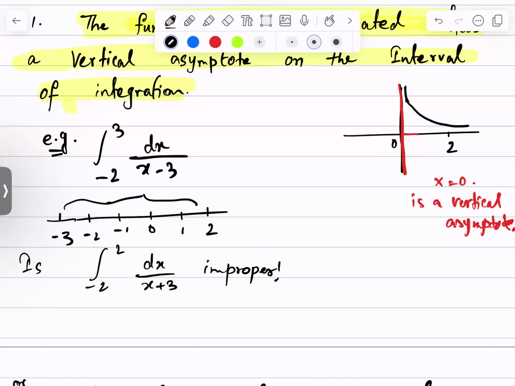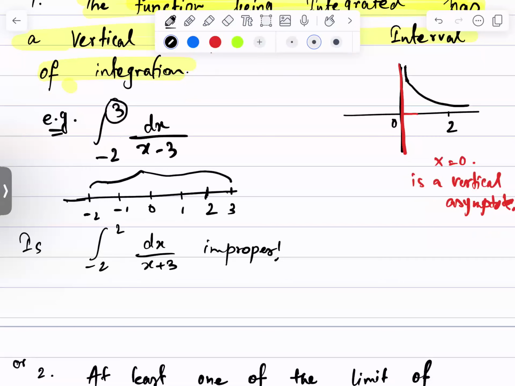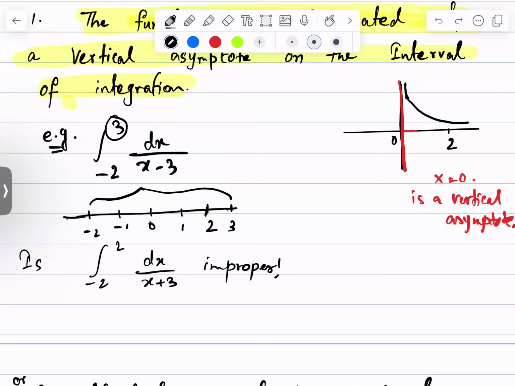So I was saying that my interval of integration is from minus 2 to 3 in this case. Then at 3, when I put 3 in this integrand, I'll get 1 over 0, right? So therefore, at 3, I have a vertical asymptote. I hope things are making sense.